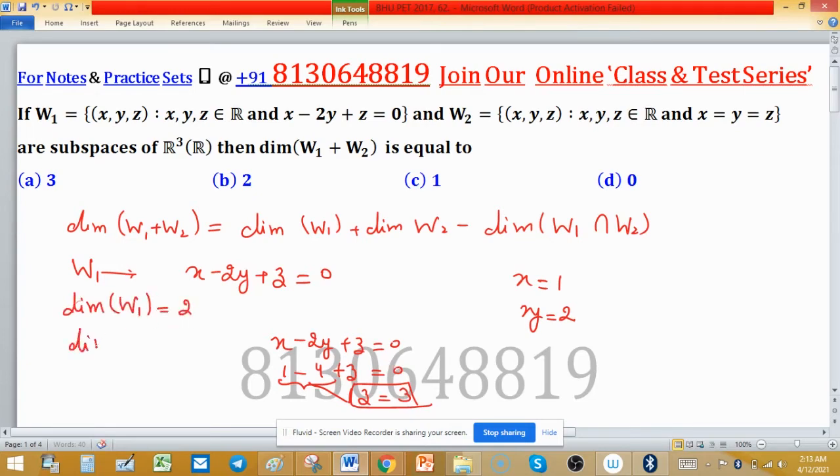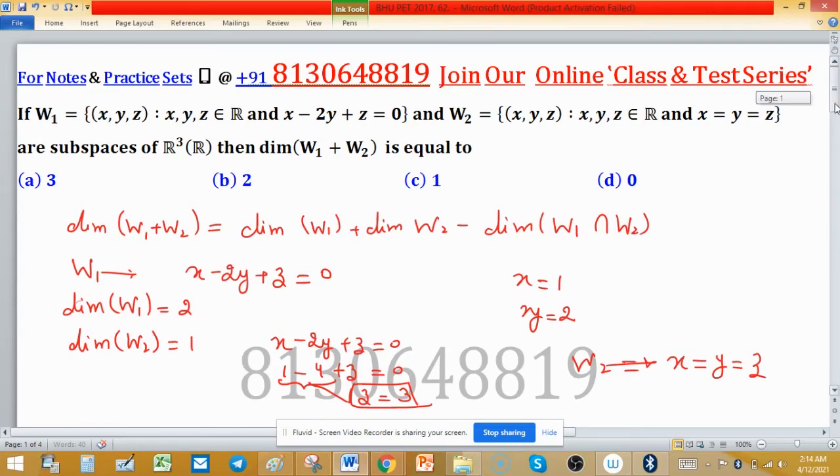Now the dimension of W2 is 1. How? The elements of W2 have the property x equal to y equal to z, which means you are independent on a single choice. If you have the value of x, then the values of y and z are the same. So you only have one independent choice, so the dimension of W2 is 1.